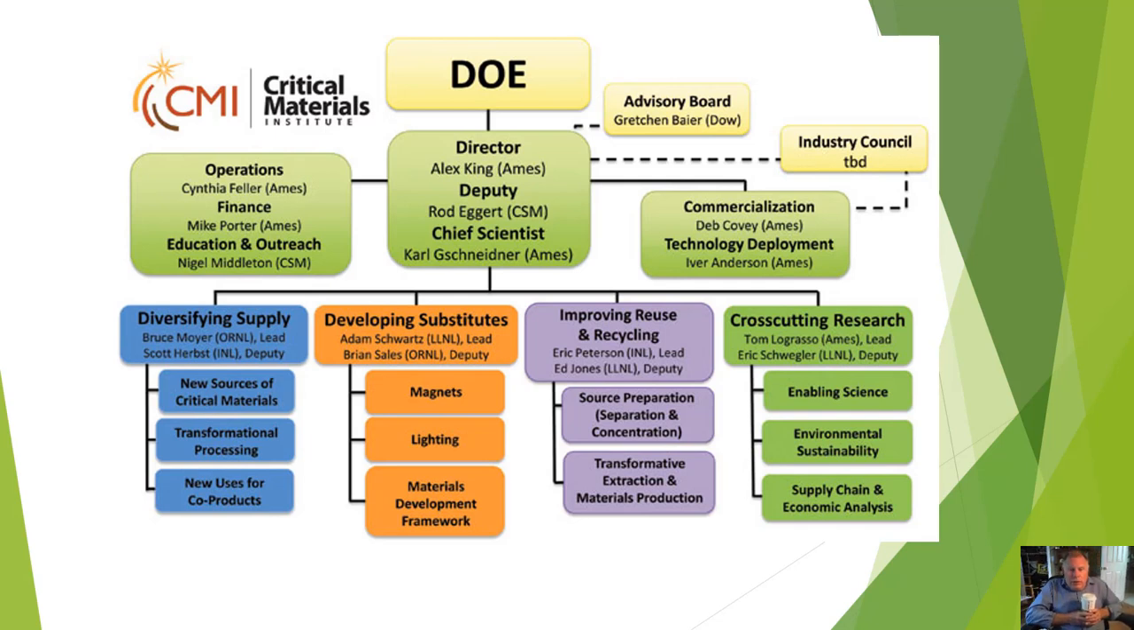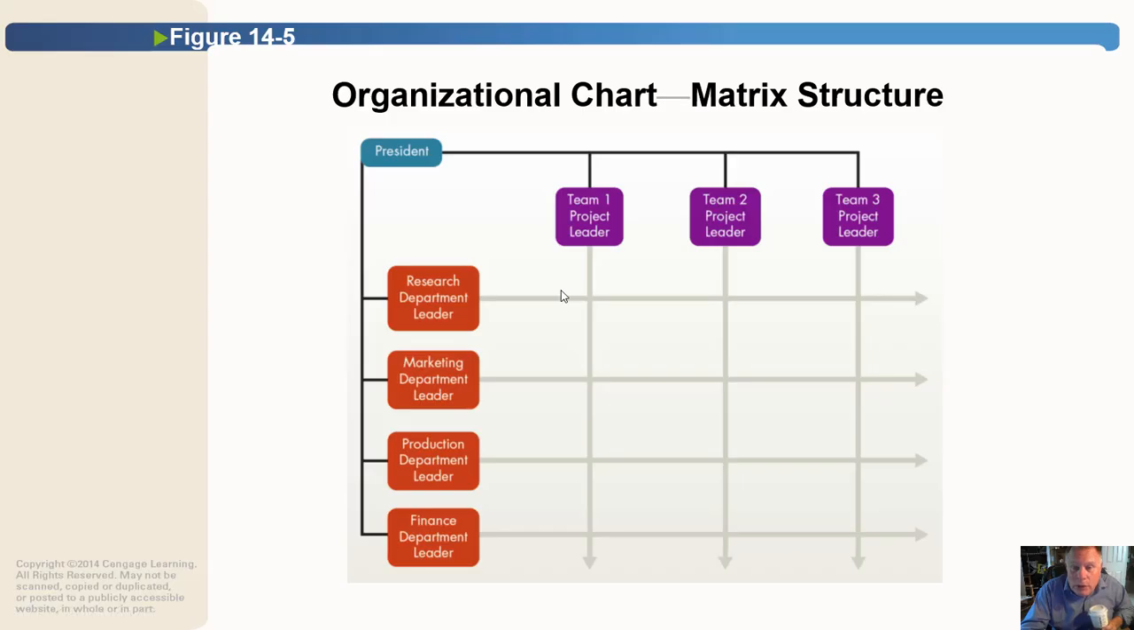Here's another one where, again, you have an advisory board, and you have directors, deputies, chief science, diversifying supply. So they've broken it down functionally also within the Critical Materials Institute. This is an example of an organizational chart with a matrix structure. If you're looking at a team, you have a team leader, and all of these disciplines are on the team. Oftentimes teams are put together to solve problems, because a lot of problems in an organization are not simple.